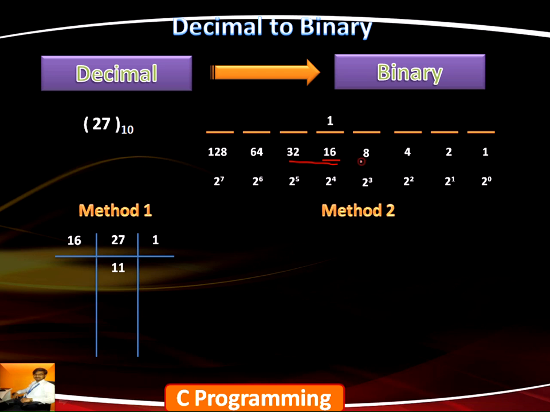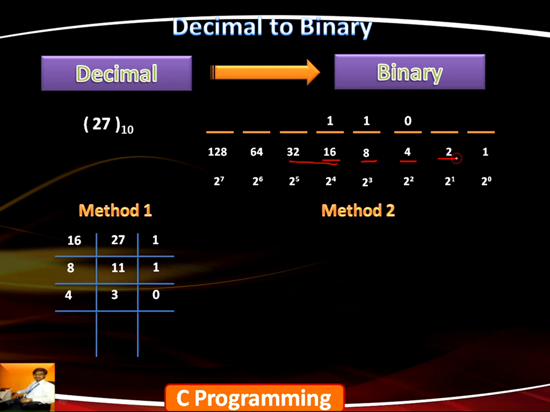The next bit position after 16 is 8. 8 is smaller than 11, so 8 ones are 8, and we are left with the remainder 3. The next bit is 4, but 4 is a larger number than 3, so we cannot accommodate it. 4 zeros are 0, so we place 0 over here.